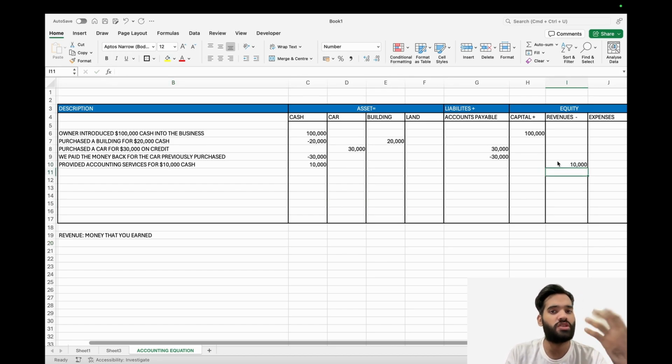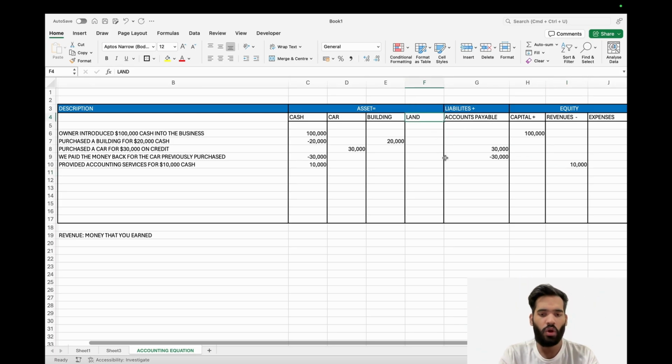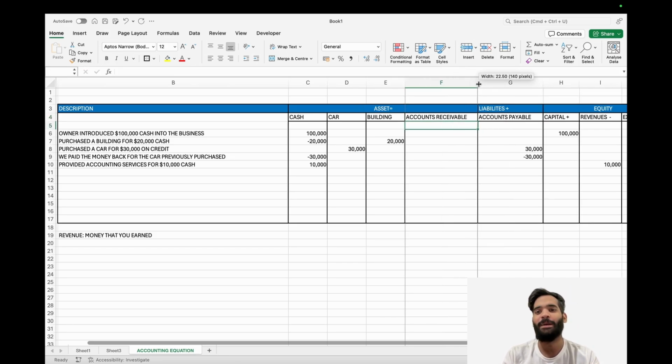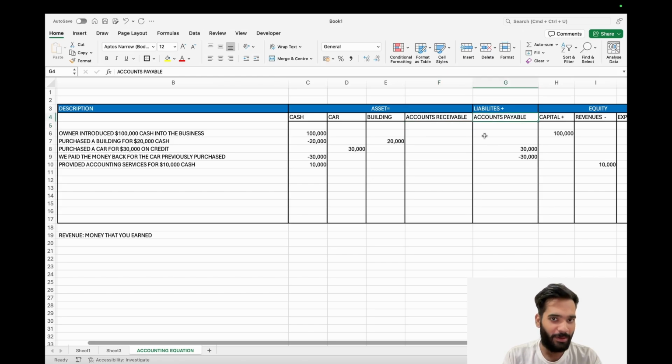Now let's talk about the situation that you might be thinking about. What if it was not cash? Meaning I did the work and the customer will pay me money later. So let's introduce another account into this table called accounts receivable. Now accounts receivable, of course, is the opposite of accounts payable. Accounts payable refers to the money we owe someone else. Accounts receivable is the money customers owe us, right?